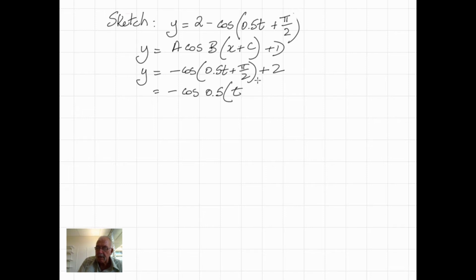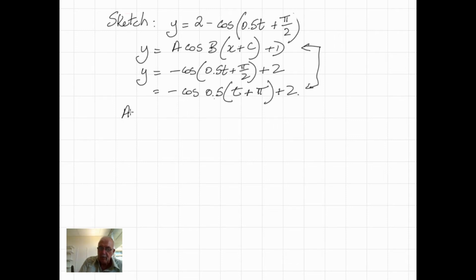That looks good now. Plus, now what have you got to multiply 0.5 by to get pi over 2? That'll be just pi. 0.5 is like a half, and a half times pi is pi on 2, plus 2. Now that looks much more like the general form, and so now we can identify A, B, C and D.